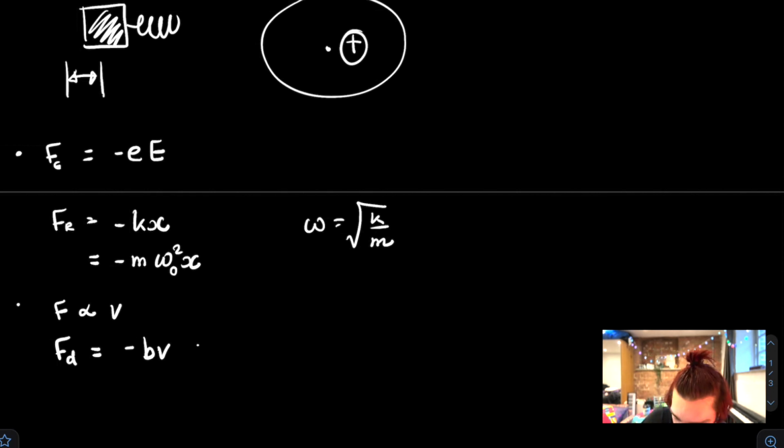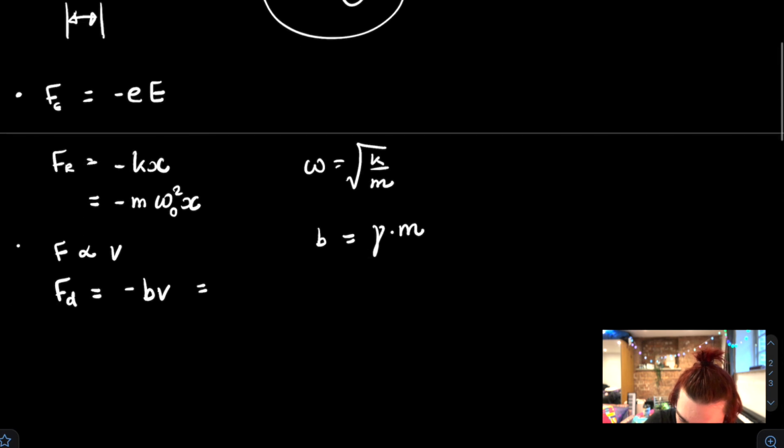But rather than b, we're going to express b in terms of a constant called gamma. So I'm going to define b as equal to gamma multiplied by m, the mass of our electron cloud. This pops out when you're solving the equation for simple harmonic motion. It's much more handy to think of it in terms of gamma times m, rather than just the damping constant b. So our damping force is going to be equal to minus m gamma v.